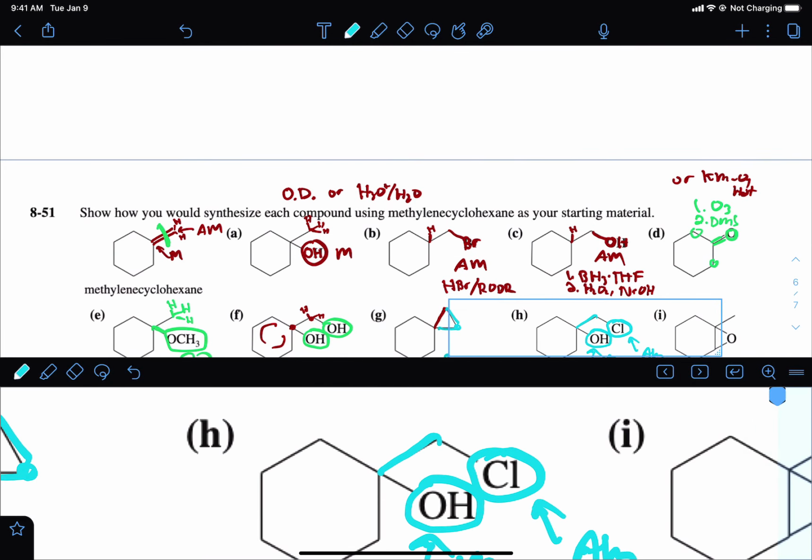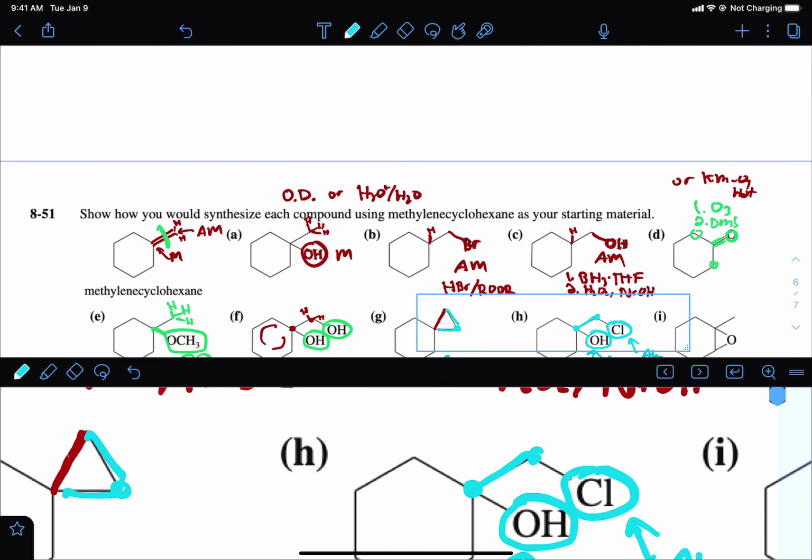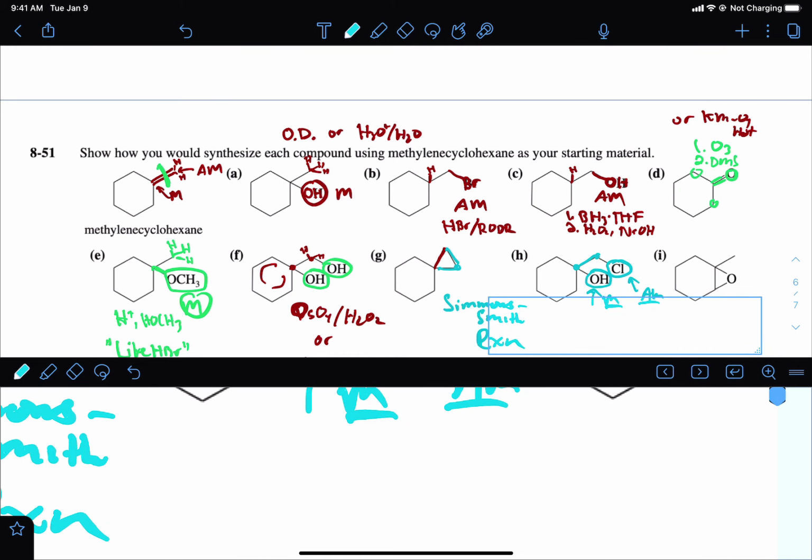Again, this carbon is symmetrical, and this carbon is symmetrical. So the fact that they add anti is not important here. You don't get a different product depending on whether they add anti or not. So we don't have to worry about it. But we do specifically have the Markovnikov for the OH and the anti-Markovnikov for the chlorine. And that is a sign that we need H2O and Cl2.